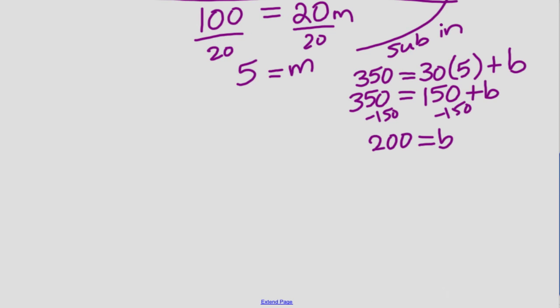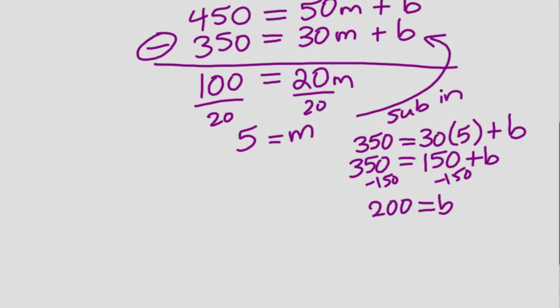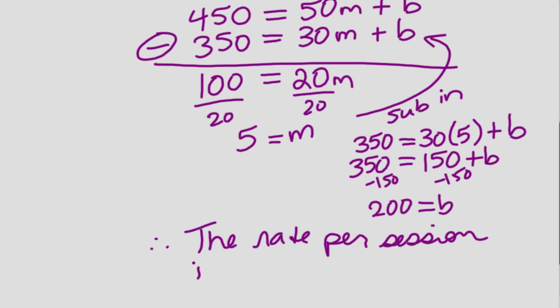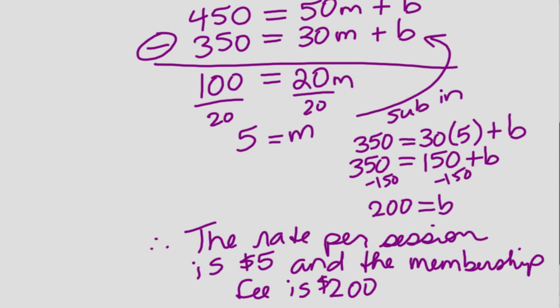When it's a word problem, what I would like you to always do is not just write, therefore the solution is 200, but actually explain in words what it is that you found. So a nice final statement might be, therefore the rate per session is $5, and the membership fee is $200.